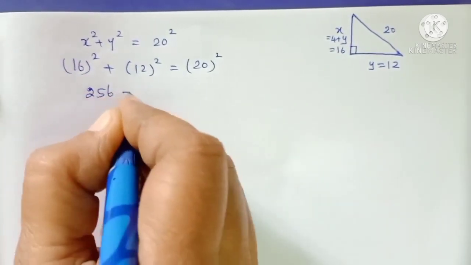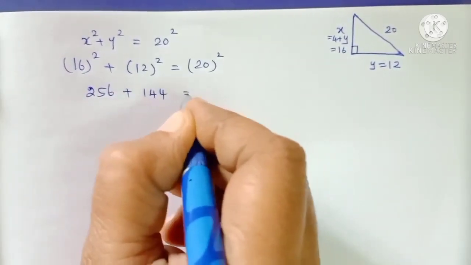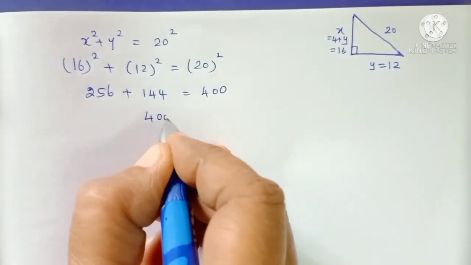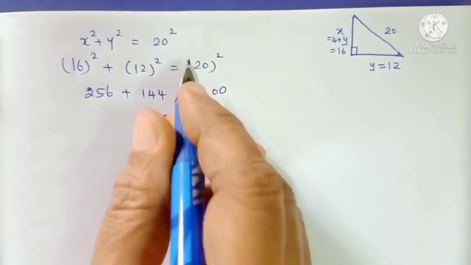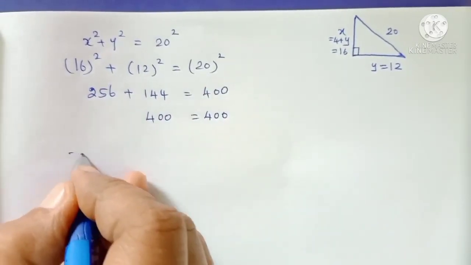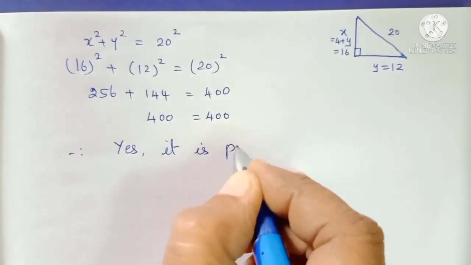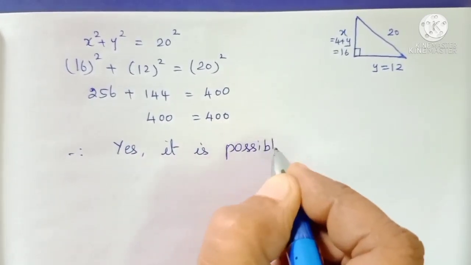16 squared we know is 256, 12 squared is 144, 20 squared we know is 400. Now add the two and see. You will get 400 is equal to 400. So when the result comes true, therefore yes, it is possible. So the first part we have now proved.